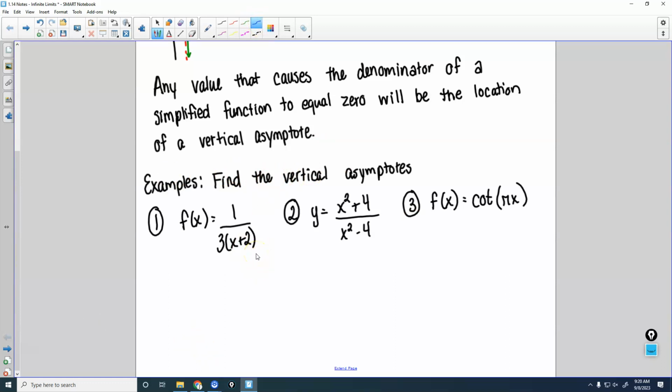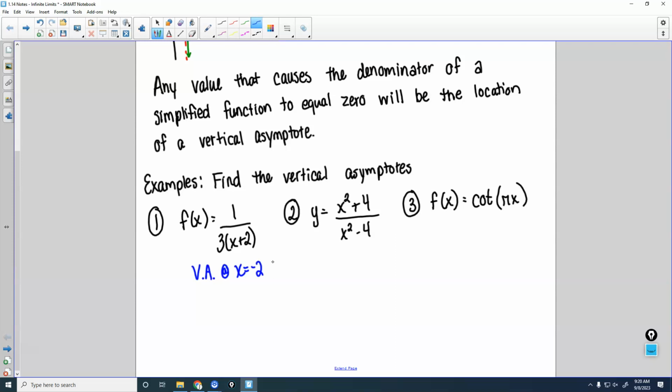For number 1, who can tell me where I would have a vertical asymptote for that one? -2. So we'd have a vertical asymptote at x equals -2. And whenever you write it, make sure you put x equals -2 because that's the equation of the line. If you just say -2, it could be x, it could be y. So you want to put x equals -2. All right, great. What about number 2?